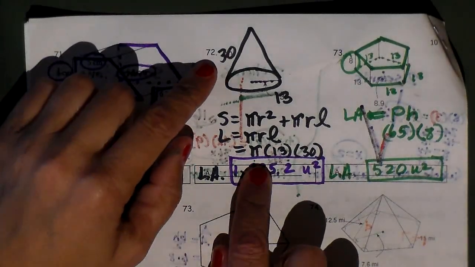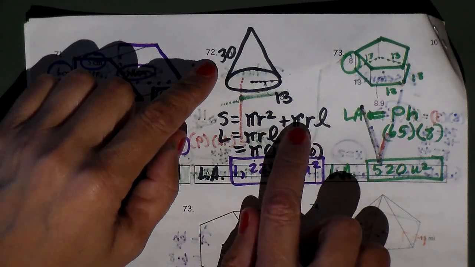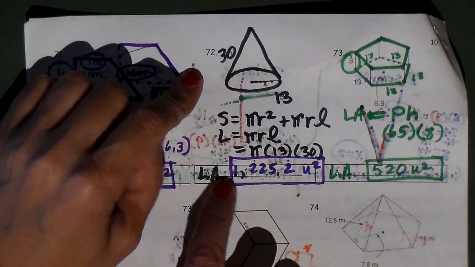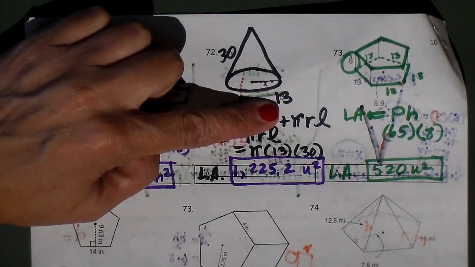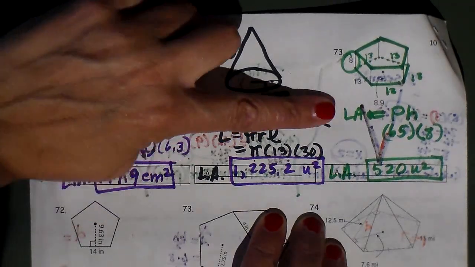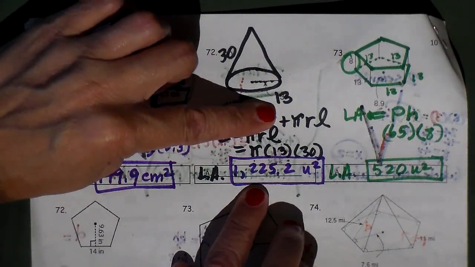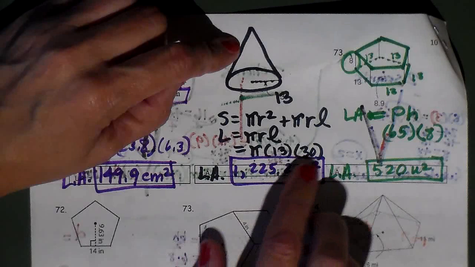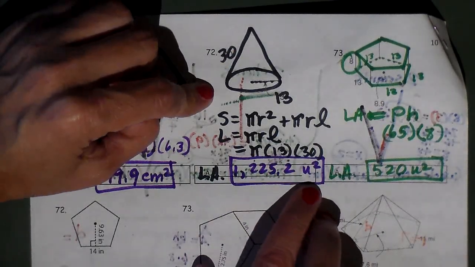So now let's look at the cone. The total surface area of a cone is pi r squared plus pi rl, where L is the slant height. But I don't want the total surface area. I don't want that base in there. I don't want that circle, that pi r squared. I just want pi rl. The lateral area for a cone is pi rl only. You chop off the pi r squared. So I have pi times radius, which is 13, times my slant height, which is 30, and that's 1,225.2 units squared.